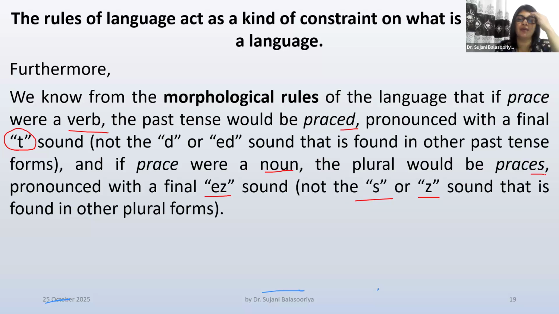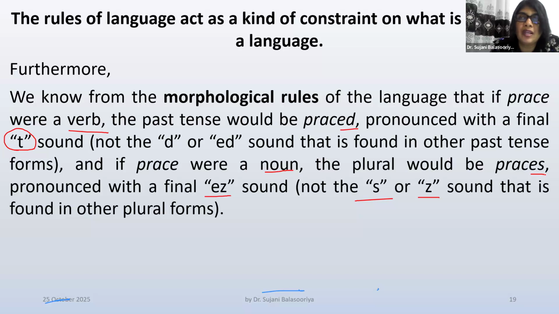Okay, so the final idea is this. When we pronounce some words in English, verbs or nouns or any other category, there are particular ways of pronouncing them. There are phonological rules, not only phonological, morphological rules, syntactic rules. At every level there are rules. So we have to adhere to these rules.